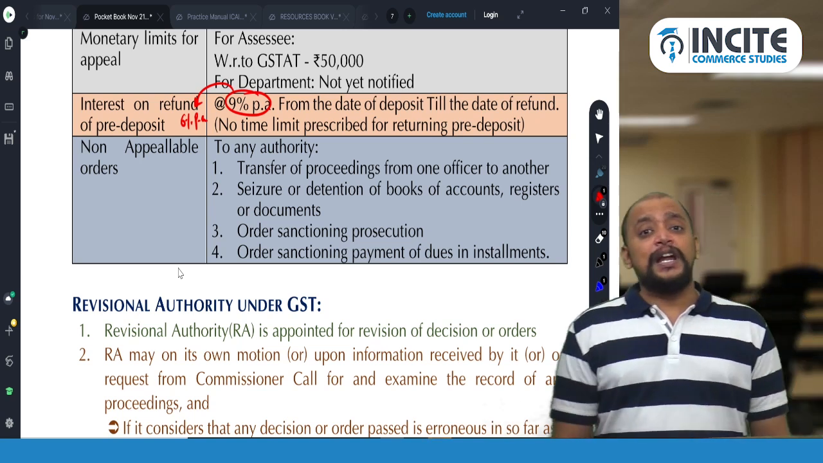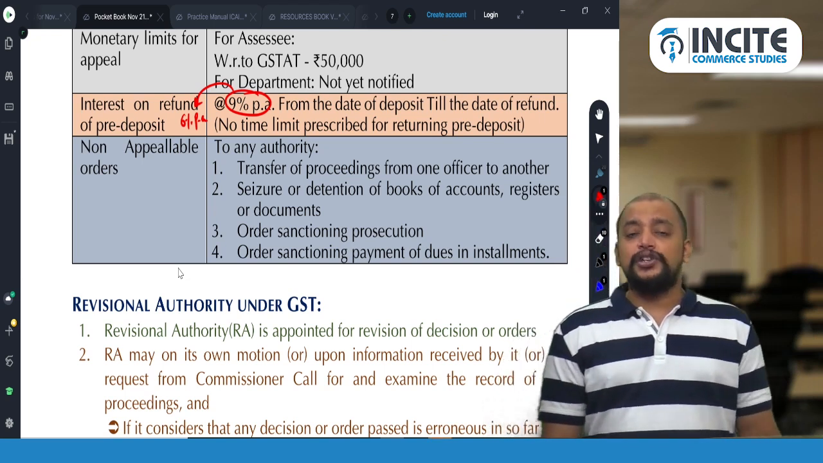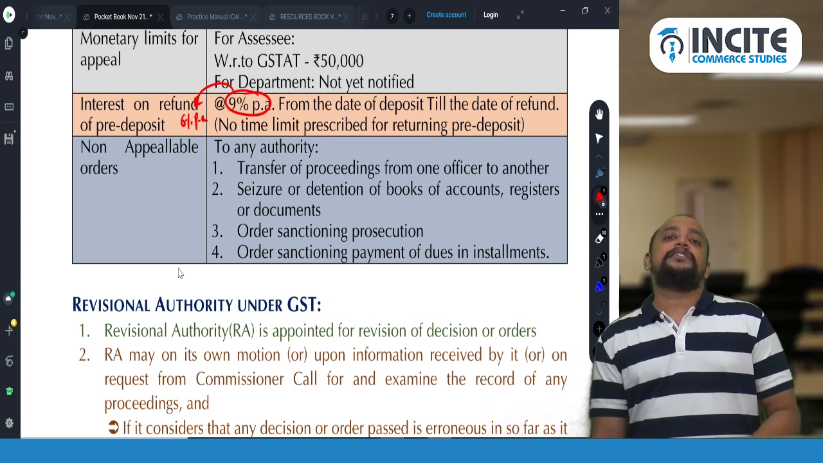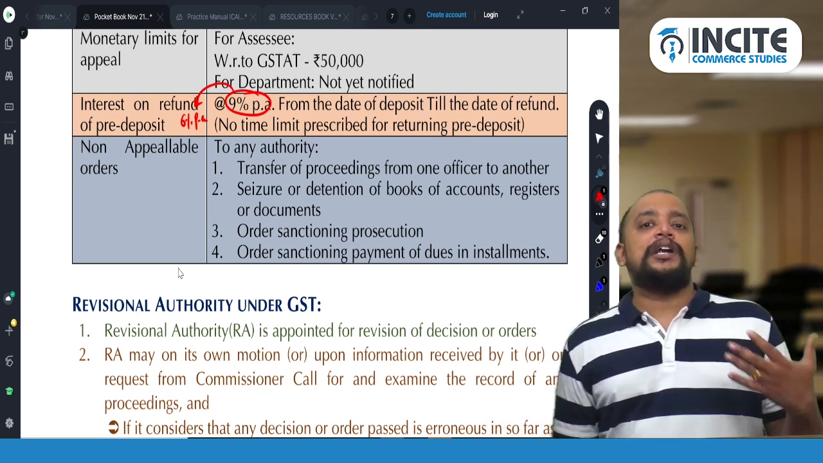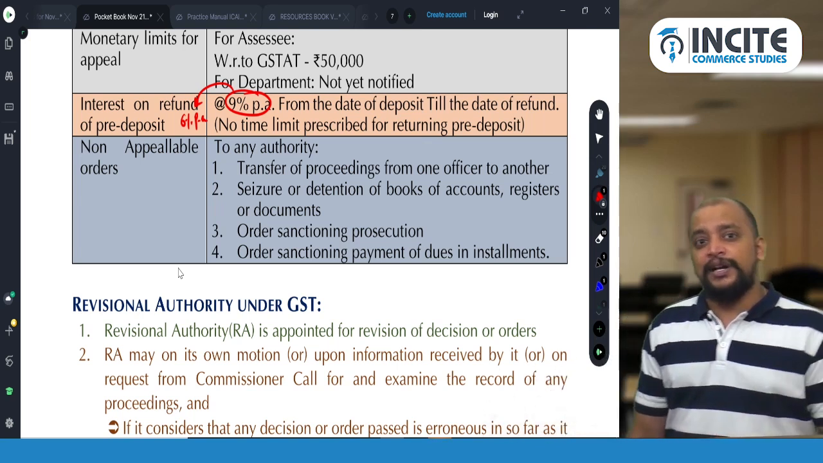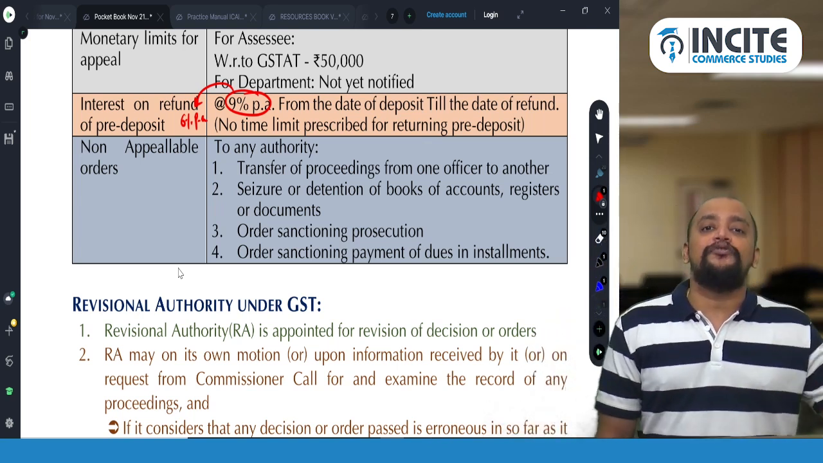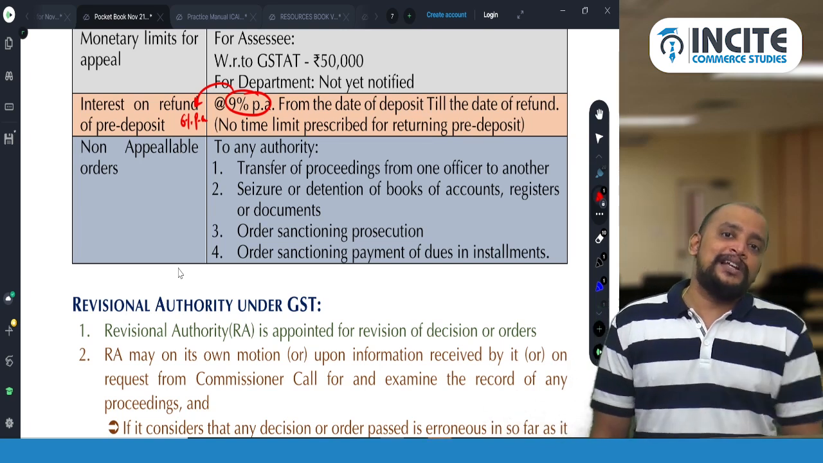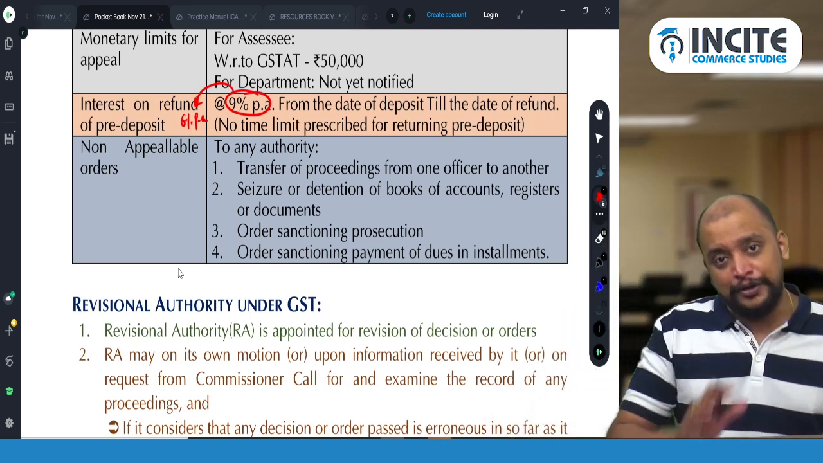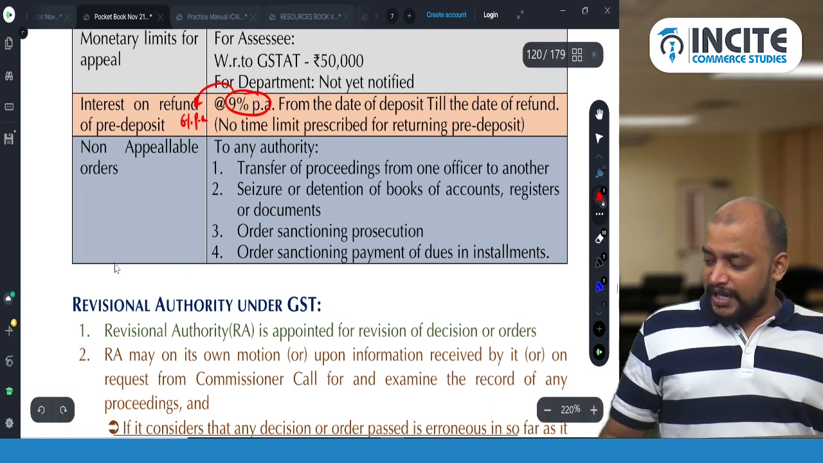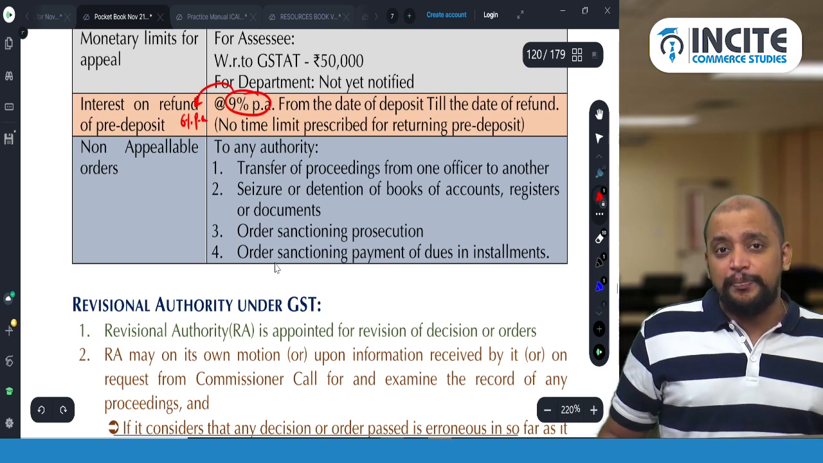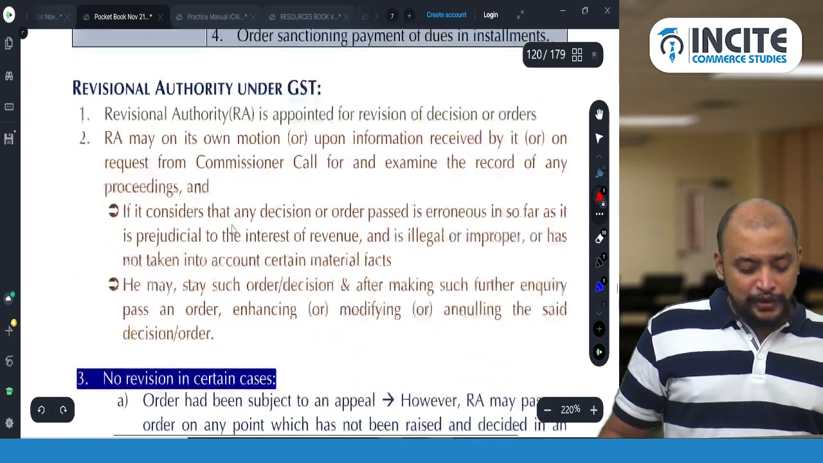Or you cannot go for appeal against the order of seizure. Seizure order you cannot go for appeal, and prosecution order you cannot go for appeal, and order sanctioning payment in installments. So actually we can make payment of the demand or recovery amount in installments, maximum 24 months, but they asked us to pay in 12 months. You cannot go for appeal against that order asking us to pay in 12 installments. These are all the non-appealable orders, which is very important for a short note. Okay. So this is about the non-appealable orders, and this can be asked as a short note question.